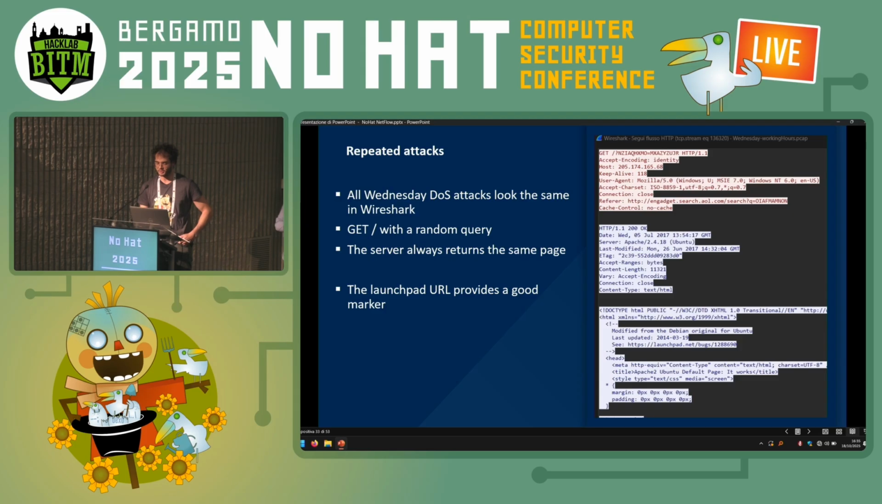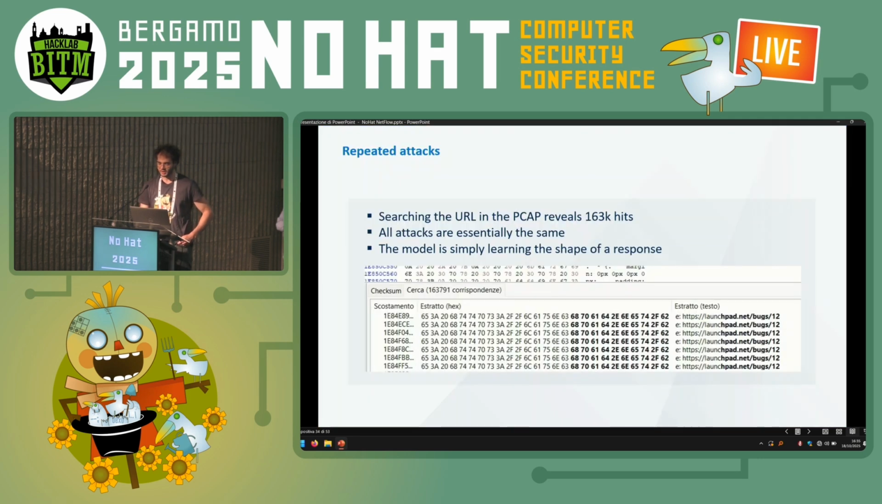same hello world page. I wanted to know how many requests are affected by this, so I identified this URL in the comments, which is a bug tracker URL, and used it as a marker. Searching this URL in the pickup reveals that almost every request looks like this. So what is happening here is that the model is not learning how to recognize an attack, but it's learning the shape of this specific request and response pattern. This means that even if the model we benchmark really well, it will transfer poorly to a different environment.